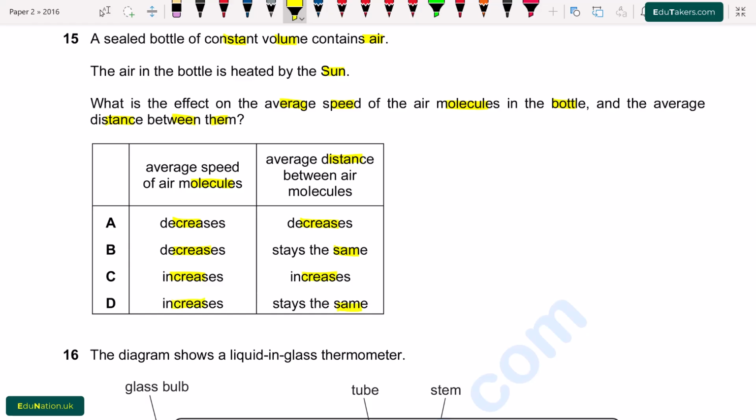So first of all, when we heat the air in the bottle, the speed of the air molecules inside this bottle increases, but the average distance between the air molecules stays the same. From here, option D is correct, which shows that average speed of the air molecules increases, but the distance remains same.